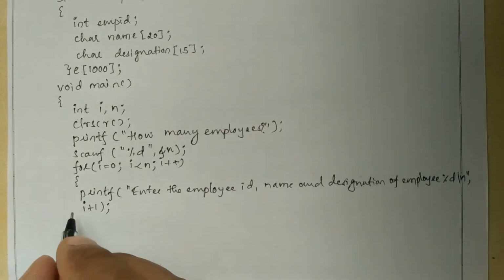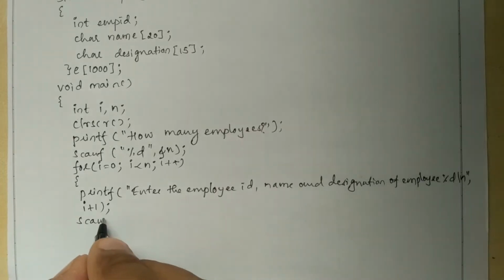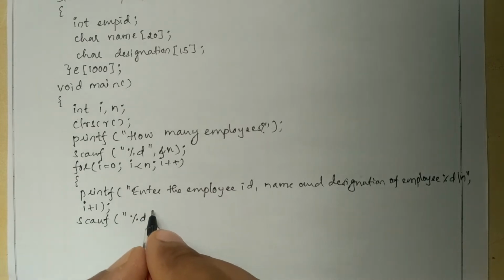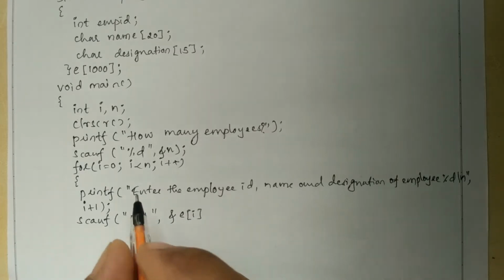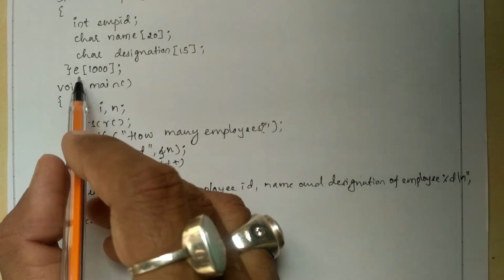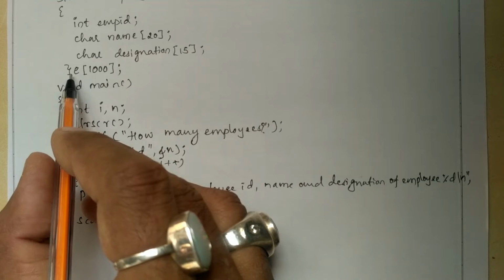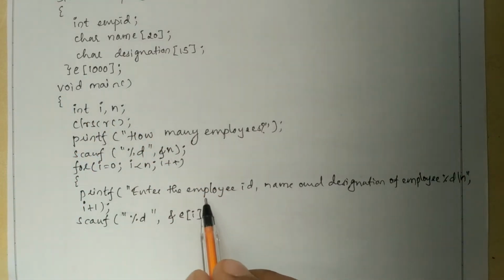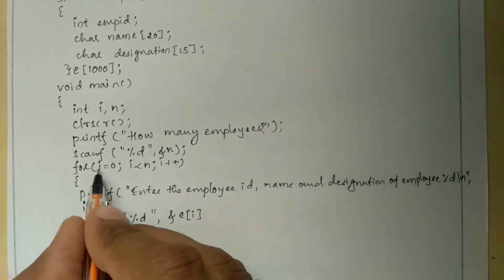Next we will go for receiving input for employee ID, name and designation using scanf function. Here I'm going to write %d format specifier for integer type of data, end the double quotation mark, put comma. We'll write ampersand e of i because here we have taken an array of structures. So here we have got an array of objects, contiguous objects. Each object will receive employee ID, name and designation. So here e of i, for the first time it is 0.